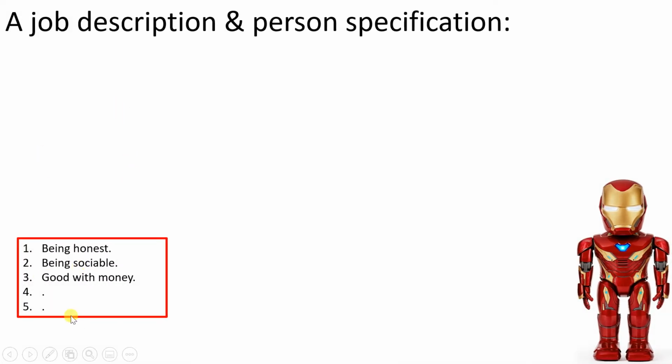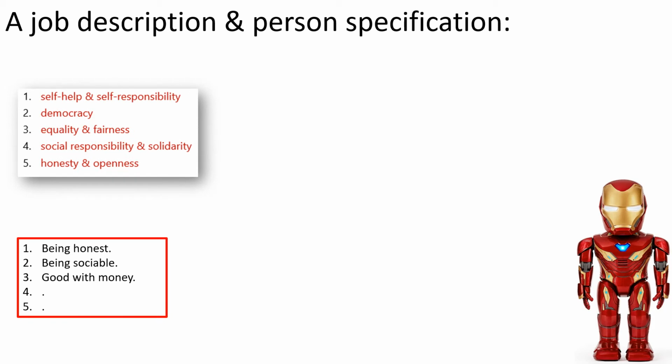Let's compare the list in the red square that we first started with to the cooperative principles that we were reviewing. In the cooperative principles we were actually looking at honesty and openness, and being sociable, and those are the words that we found in the person specification as well. So we're matching up some principles and the person spec together.